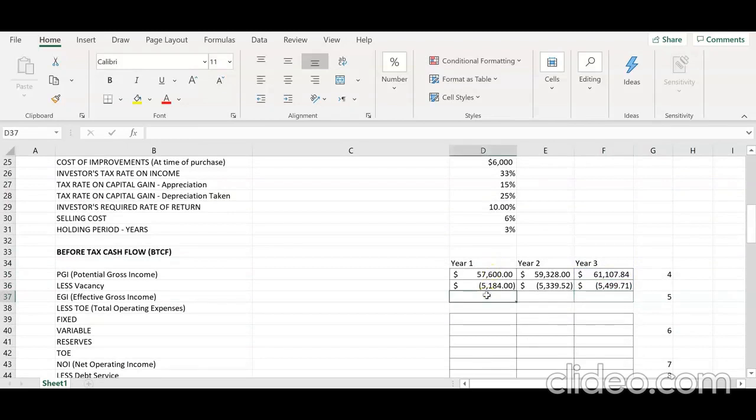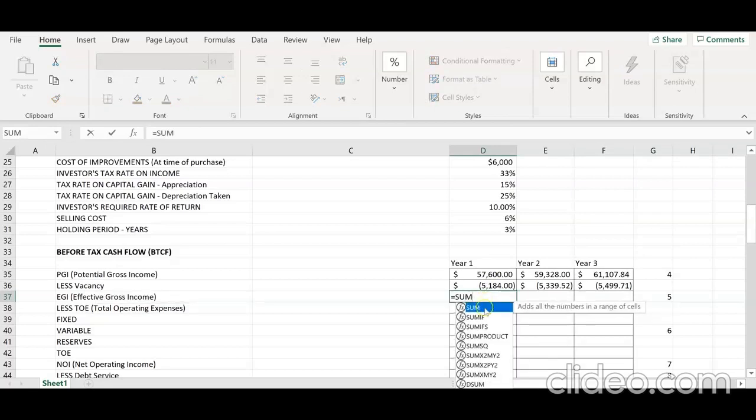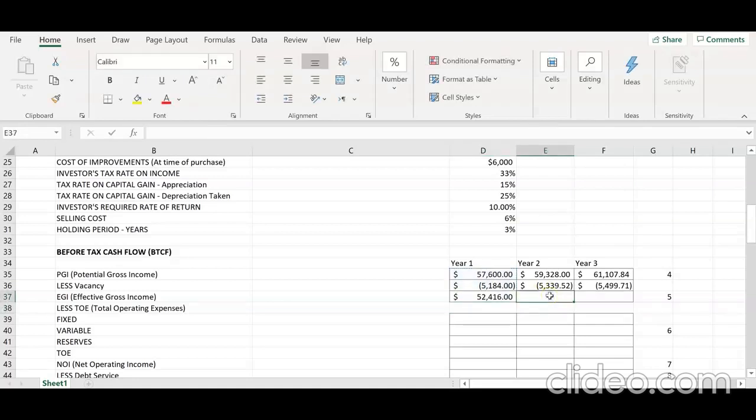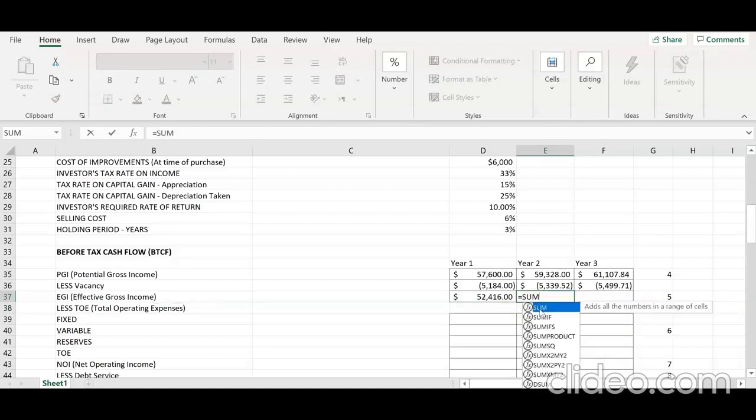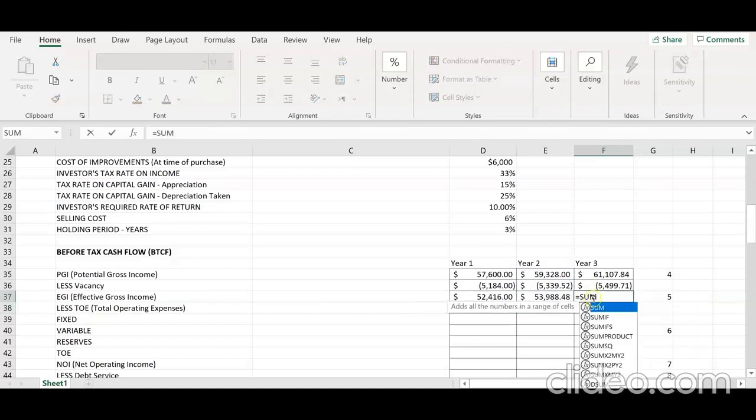For the EGI, the effective gross income, I used the sum function, and then I calculated the first column. Same as well for the second year, sum function, highlighting, close the parentheses. Sum.